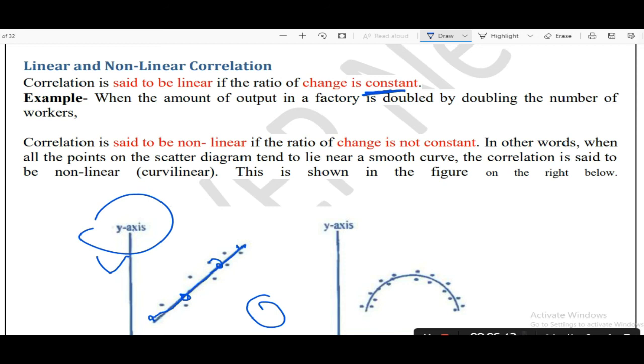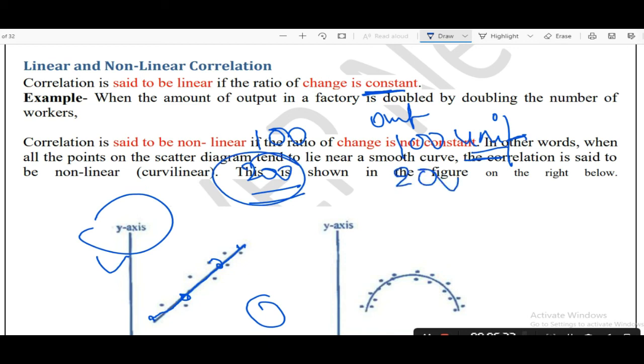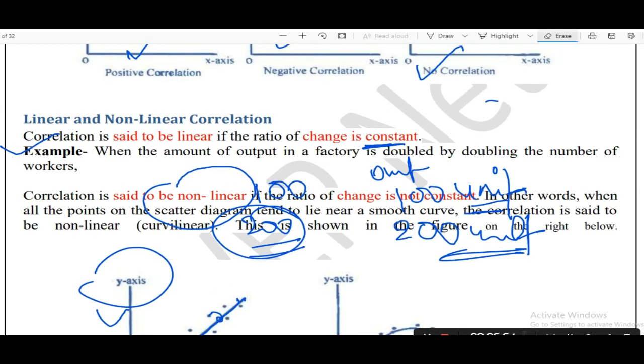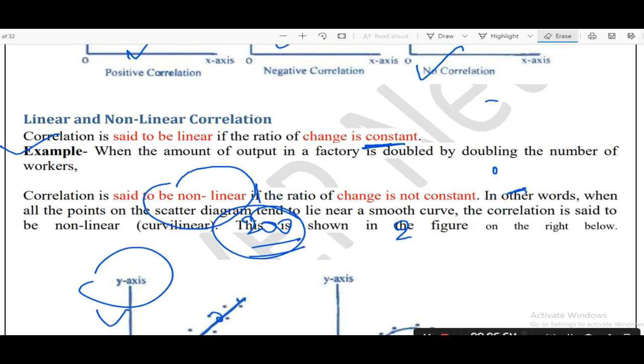For example, in a factory, 100 people are working. The output of the factory at the end of the day is, for example, 100 units. Now if you double the number of people, the output will of course double, 200 units. So that is called linear, or you can say when there is a constant change. And when we talk about non-linear, correlation is said to be non-linear if the ratio of the change is not constant.